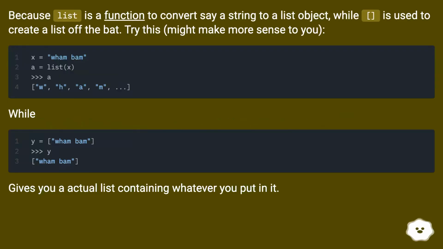Because list() is a function to convert, say, a string to a list object, while [] is used to create a list off the bat. Try this, it might make more sense to you. While [] gives you an actual list containing whatever you put in it.